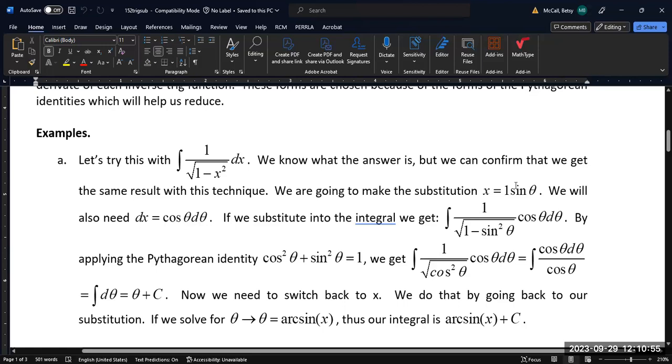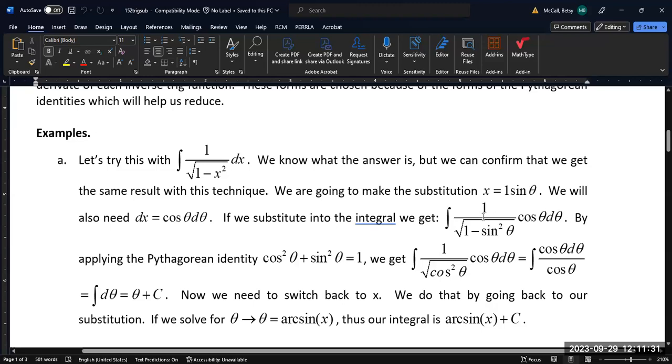Now, when I take the derivative of this to get my dx, dx will be cosine theta, because the derivative of sine theta is cosine theta. And I can substitute my sine theta for x squared here in my radical. I sometimes recommend to students that you do these simplification steps outside the radical and then just plug in everything after you've simplified. It's a little less writing. But here I've just substituted directly into the integral.